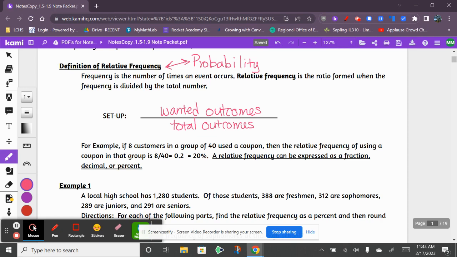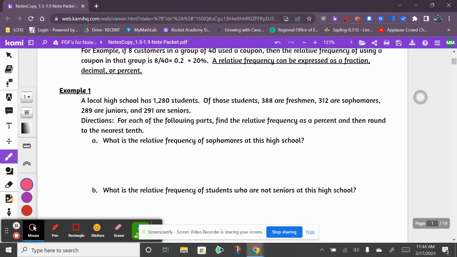So for example, if 8 customers in a group of 40 used a coupon, then the relative frequency of using a coupon in that group is 8 out of 40, which is also equal to 0.2 as a decimal or 20% as a percent. A relative frequency can be expressed as a fraction, decimal, or percent.